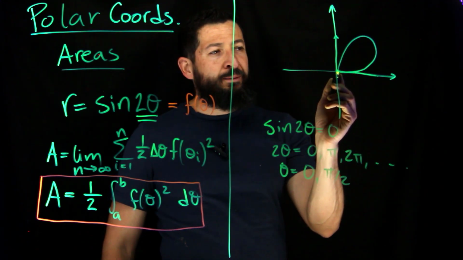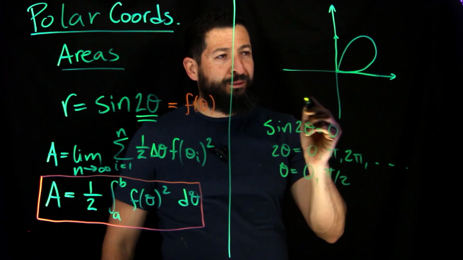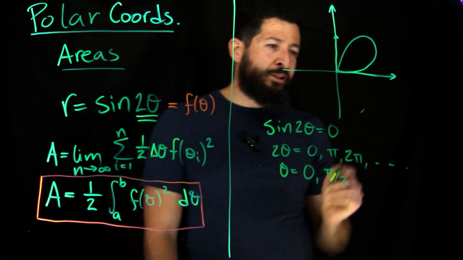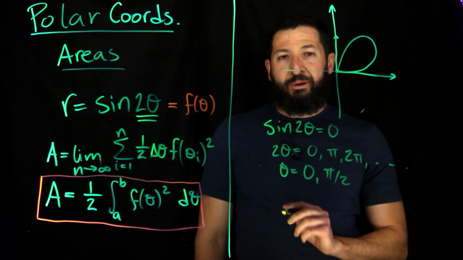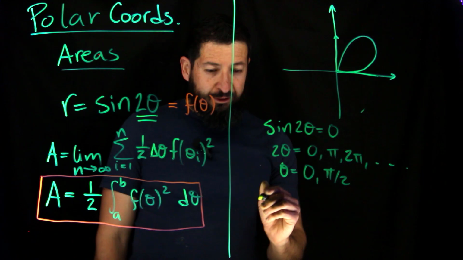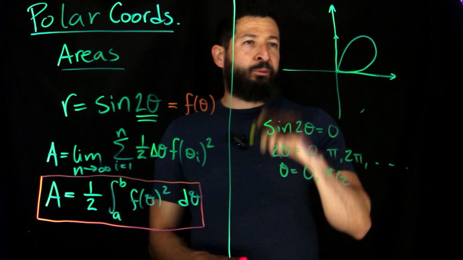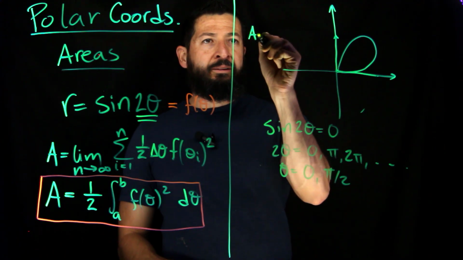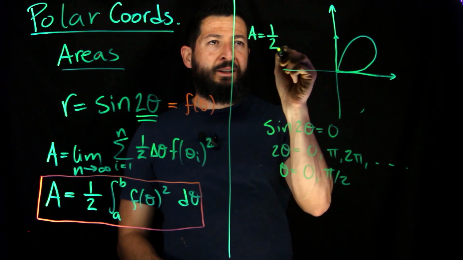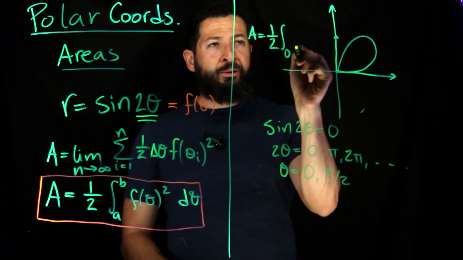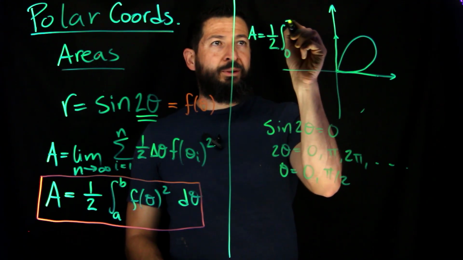So you see, each time you get to 0, you start a new petal. And so I just need to go from 0 to pi over 2. And so my area becomes the integral, and I'm going to erase because I need space to write it. So I'm going to write it here, for example. The area is going to be 1/2 of the integral from 0 to pi over 2.